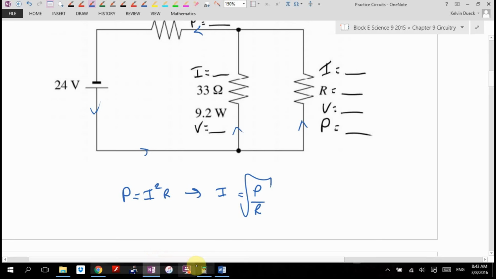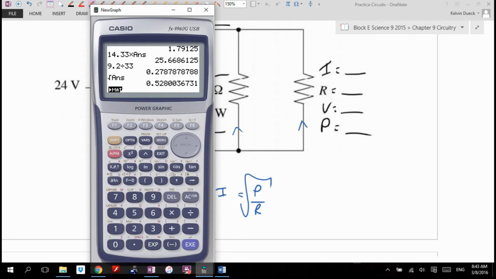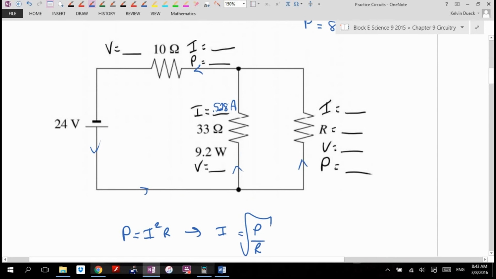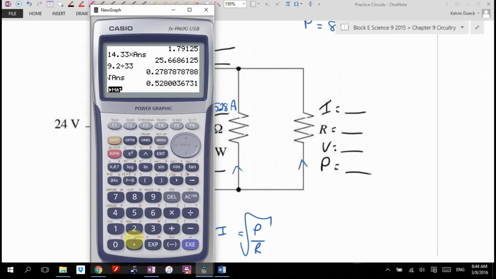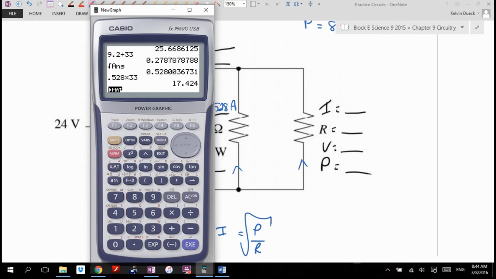But if I go on my calculator, 9.2 power divided by 33, and then I square root that, and I'm going to go answer button, I get a current of 0.528 amps. And now the question's going to fall apart. Say what? It's going to fall apart. How do you know? Well, how many volts are there here? I times R, 17.424 volts.